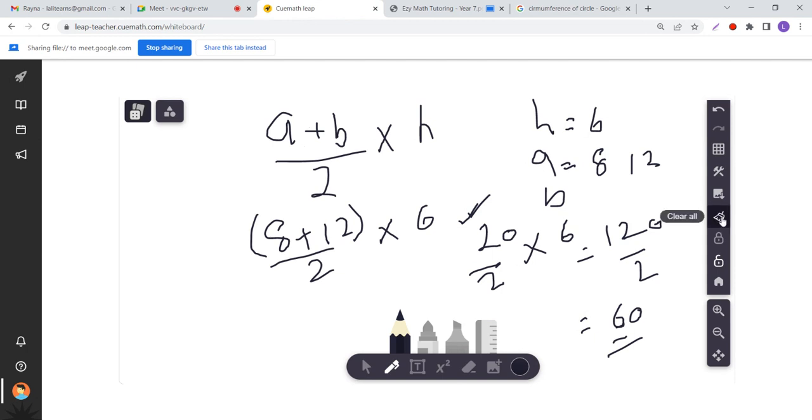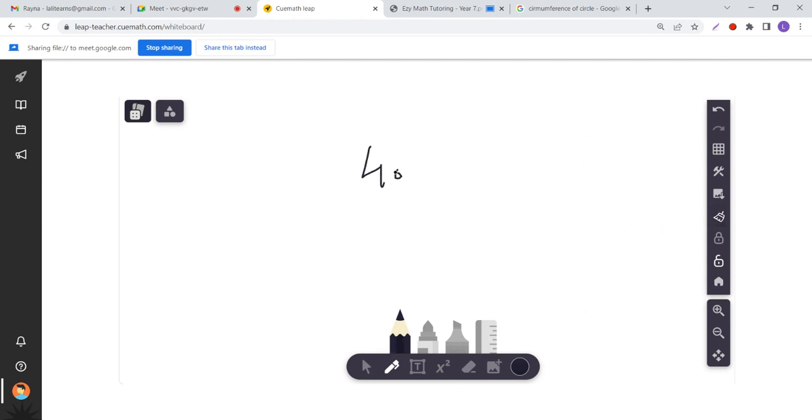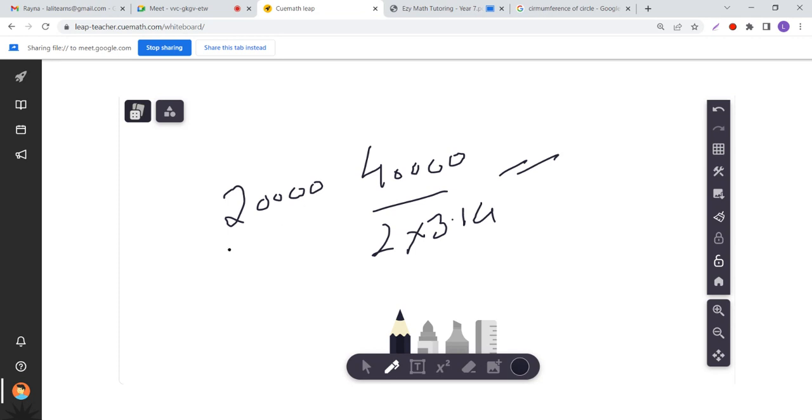31,400. Okay. Practically, we have 40,000 divided by 2 pi. So 2 times 3.14. You gave me an answer, how much? 31,400. Okay. How much is 20,000 divided by 3.14? You have to divide 20,000. Yeah, 20,000 times 3.14, 62,800. How can it increase when you are dividing? 20,000 cannot become 60,000 when you are dividing.